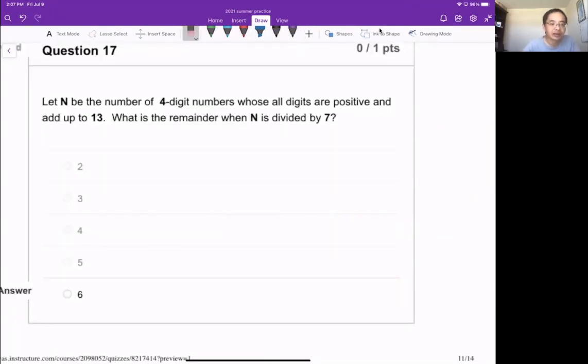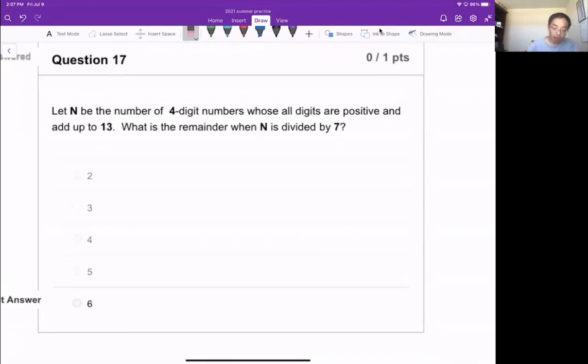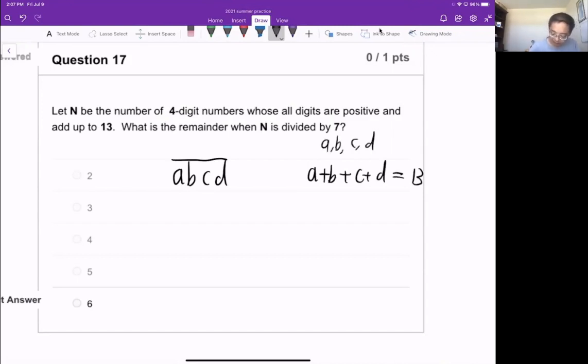Question number 17. Let n be the number of 4-digit numbers whose all digits are positive and add up to 13. What is the remainder when n is divided by 7? Okay, what we are looking for is 4-digit numbers A, B, C, D. It satisfies that the digits A plus B plus C plus D add together to equal 13. And also we need them to be positive integers, which means none of them is 0, each is no less than 1. All right, and we will find how many such 4-digit numbers we have.